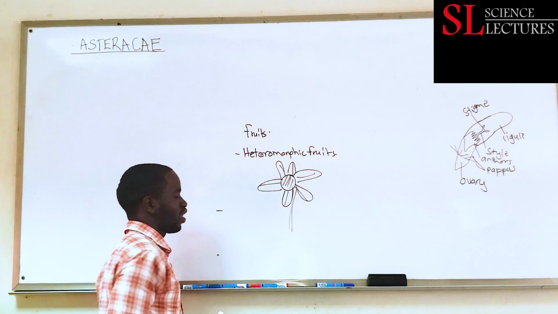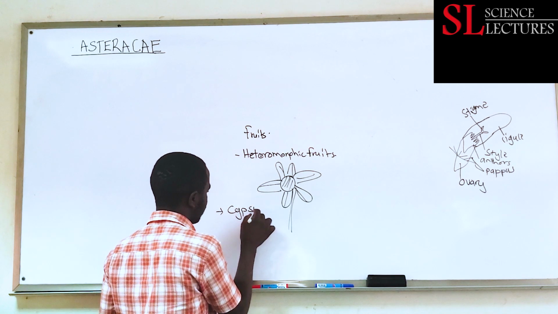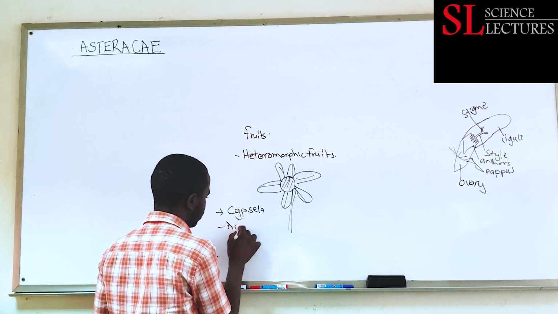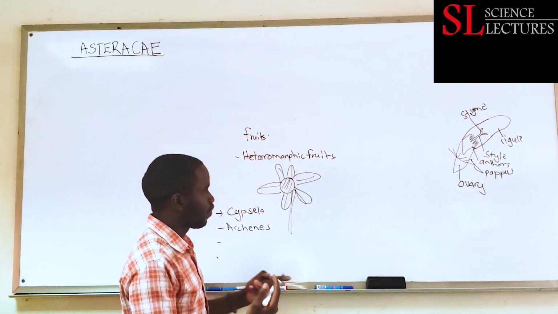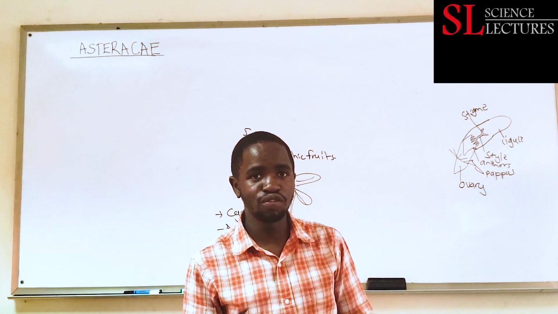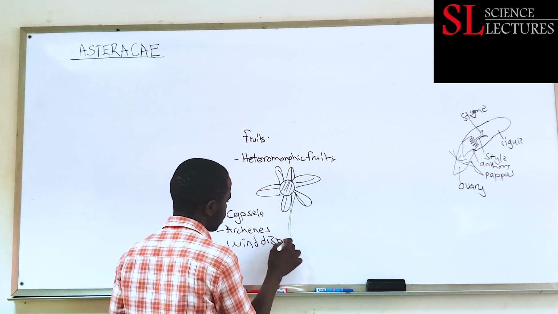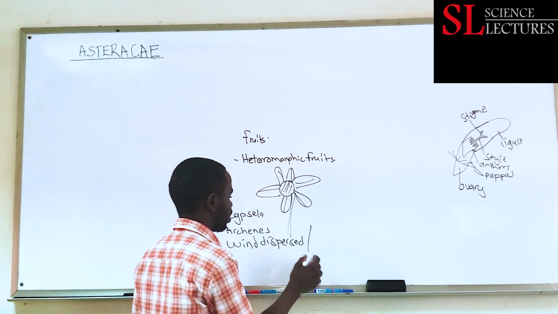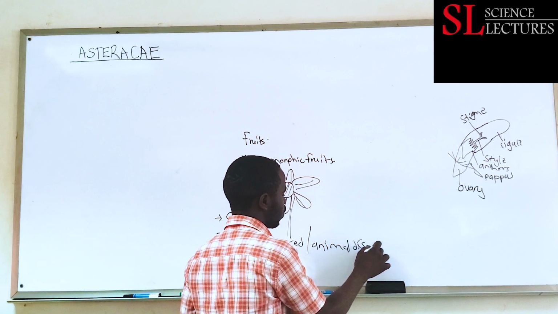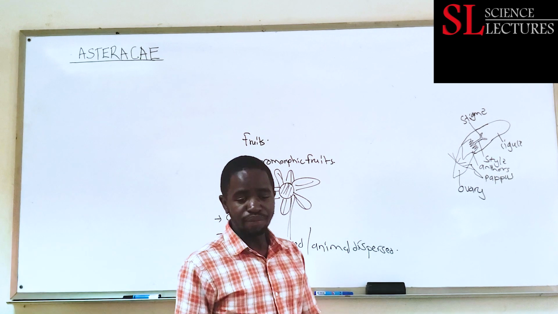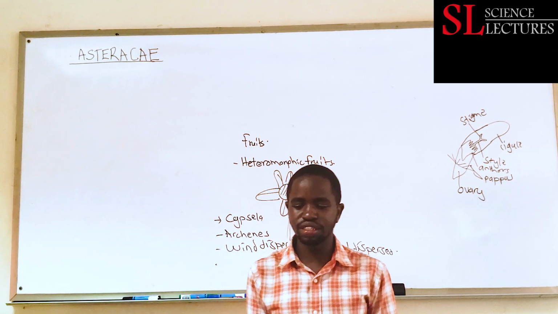But we say tubular flowers can form cypsela. Others can form achenes, like in Helianthus annuus. Then some members can form fruits that are wind dispersed, and others can form fruits that are animal dispersed. For example, if you can remember, members of Bidens pilosa have hooks that attach on skins or passing mammals to aid in dispersal.